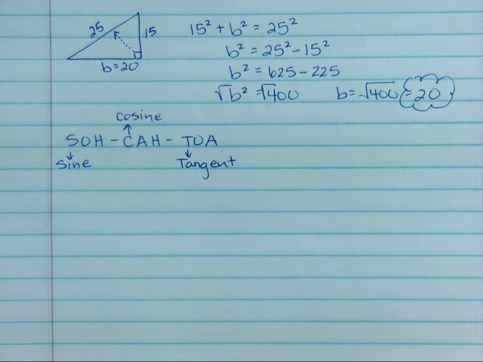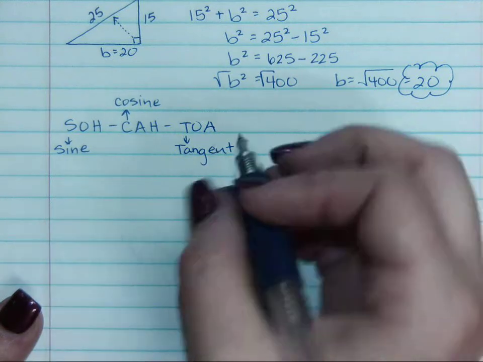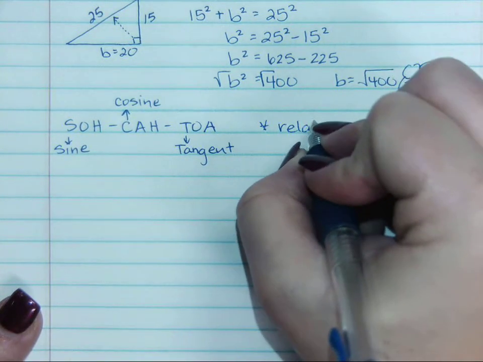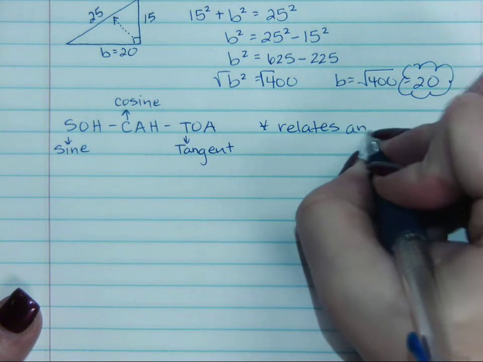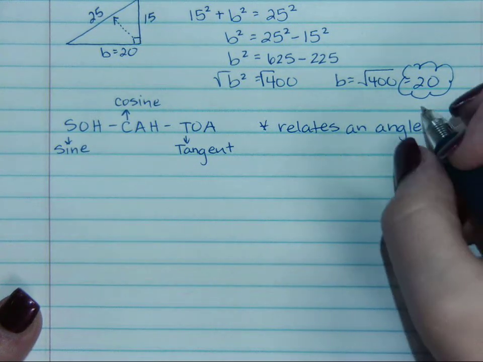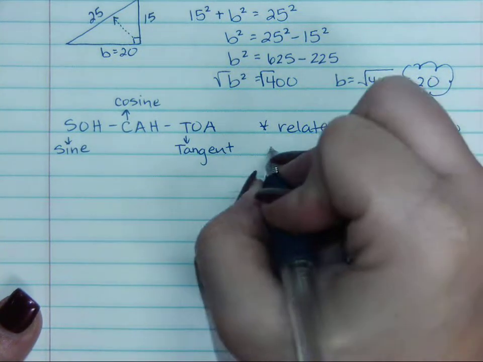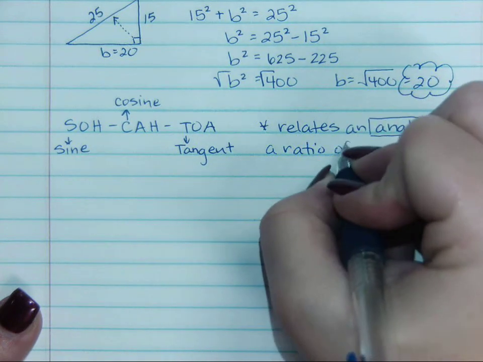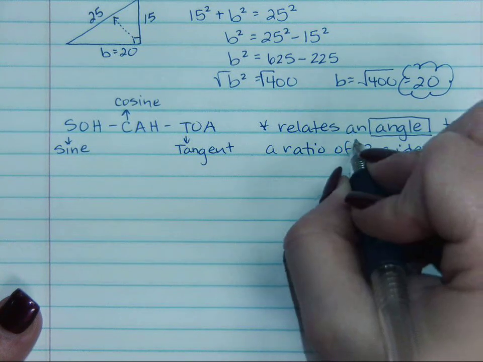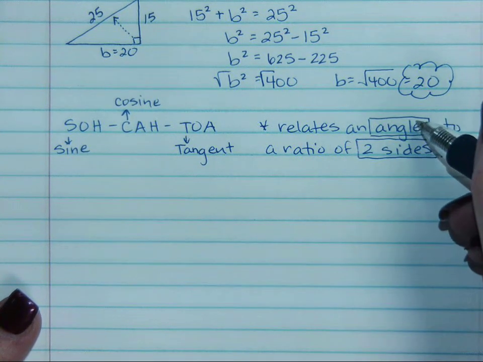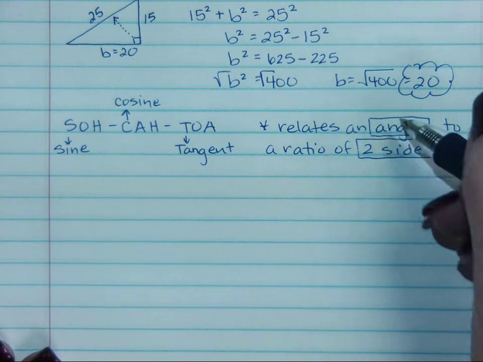And so those have very specific ratios. And so again, what SOHCAHTOA does specifically is it relates an angle to a ratio of two sides of a triangle, specifically a right triangle. So it relates an angle to a ratio of two sides. And so the importance of that is that you either need to know an angle and one side to find a missing side, or you need to know two sides to find an angle.